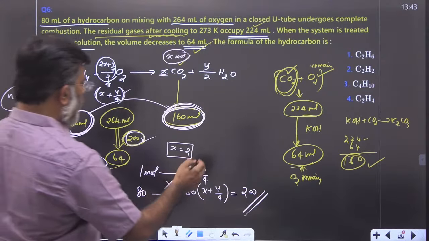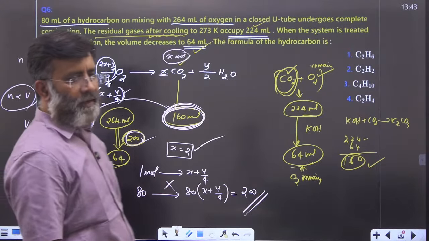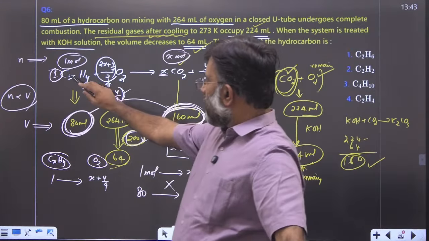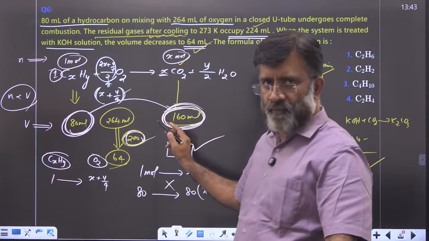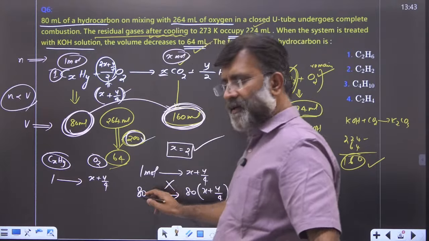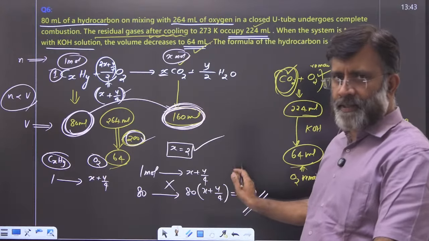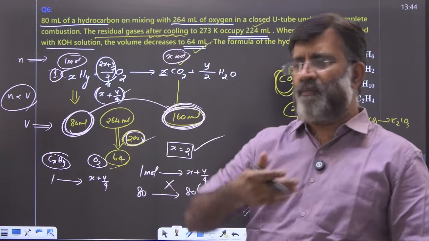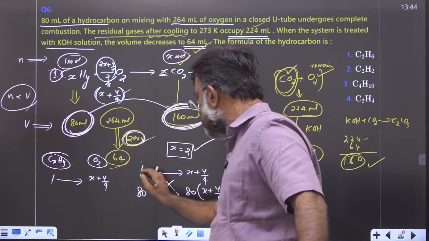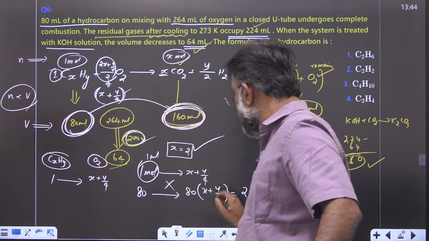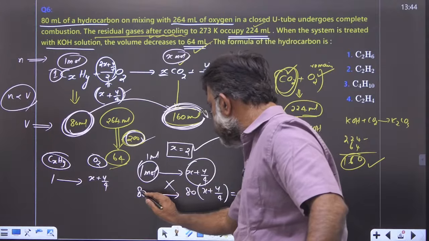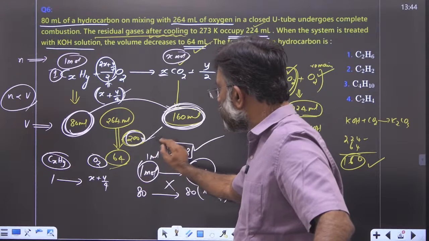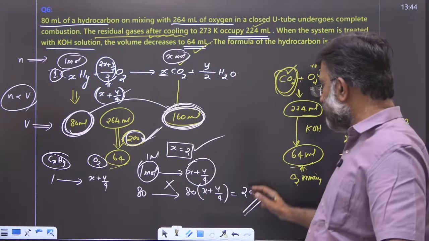Now x we already got, so we can find out what is y. 1 mole hydrocarbon requires x plus y by 4. Now 80 requires how much? Mole and number of moles you can deal with the same way. Instead of 1 mole, you can talk about 1 ml. 1 ml requires this much ml, so 80 ml requires 80 into that, and that is equal to 200. You can find out what is y.